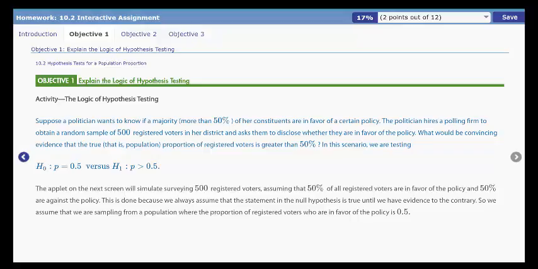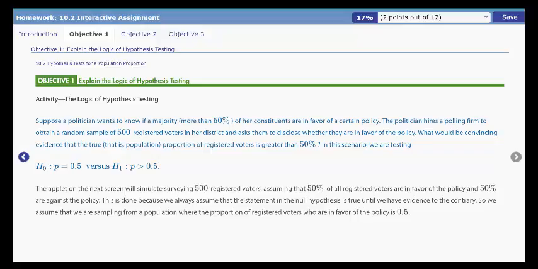Rather than hiring a firm to conduct a survey and survey people on the streets, we're going to simulate the experiment using the computer and the applet. If they go on the street and ask people, they're either going to say yes, I am in favor, or no, I'm not in favor. So it's 50-50%. Rather than doing that, we're going to survey 500 registered voters by tossing a coin 500 times. If the coin lands heads up, we assume it's a yes, I am in favor of the policy, and if not, then I'm against the policy.